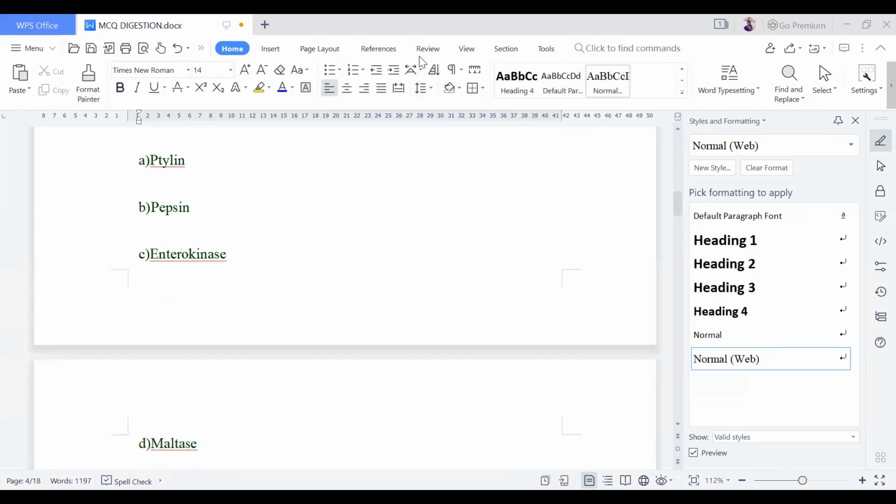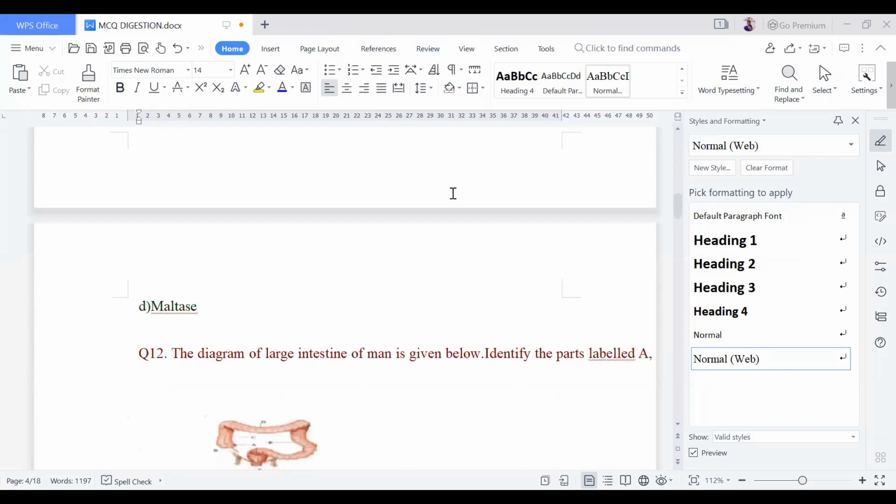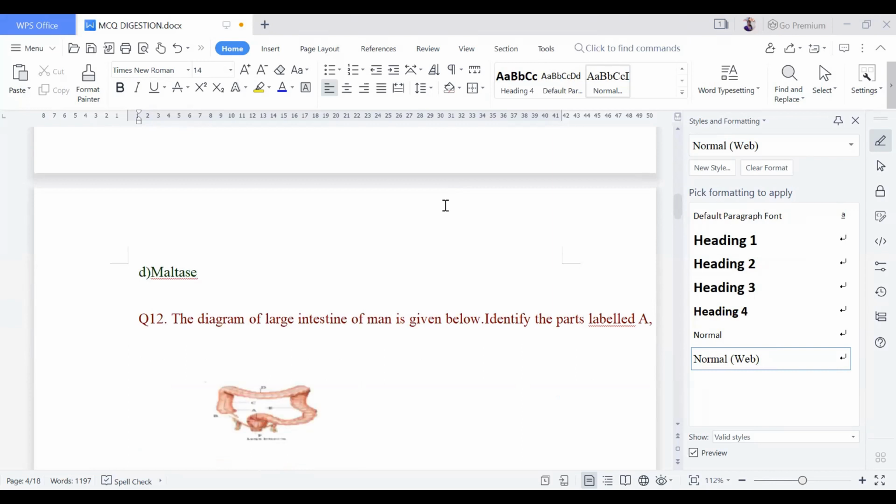Madhu answered as option A, Dhairesh option A, Ananya option A, Janvi and Tasmiya voted A. So the right answer is option A, that is ptyalin. The diagram of large intestine of a man is given below. Identify the parts and label.